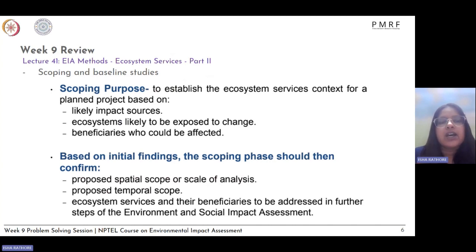Based on these initial findings, the scoping phase should then confirm whether the proposed spatial scope or scale of analysis is okay, whether there is a proposed temporal scope, and which ecosystem services and their beneficiaries need to be addressed in further steps of the environmental and social impact assessment. Based on the changes and the magnitude, extent and other factors of the effects we see on ecosystem services, we need to decide whether we need to find mitigation measures around them, and whether something needs to be changed in the project scope.